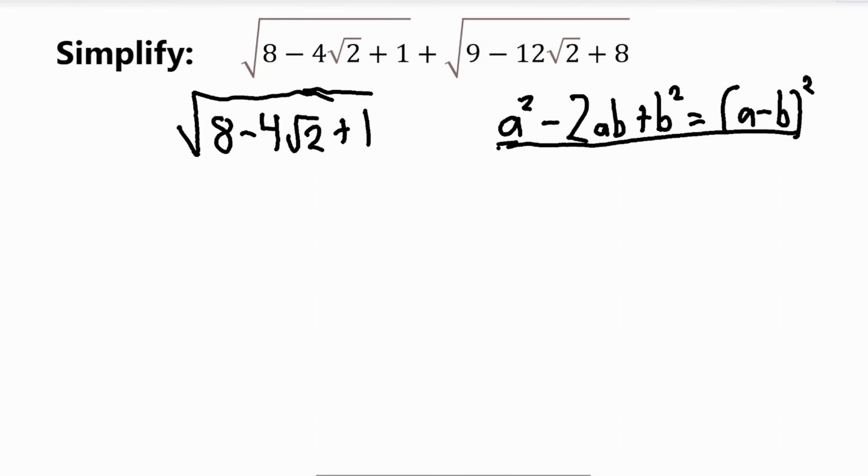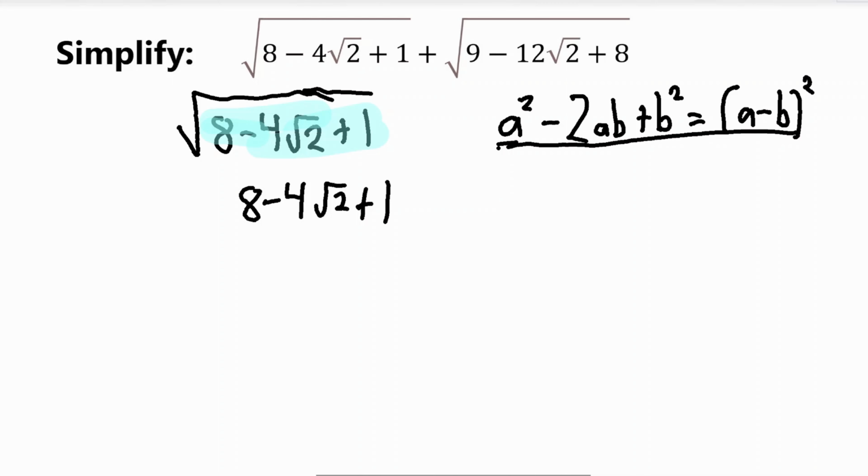Okay, so for now, let us just look at the inside. Let's just ignore the square root for a second. We want the inside to look like this, okay? As you can see, this expression has 3 terms, and this one has 3 terms too. However, this a needs to be squared. We don't have a square here. This needs to be squared, and there needs to be a 2 in front of here, okay?